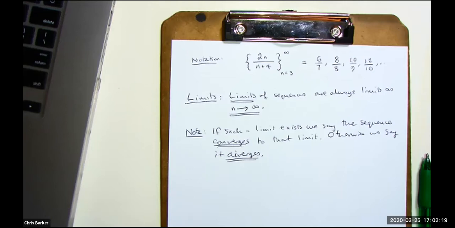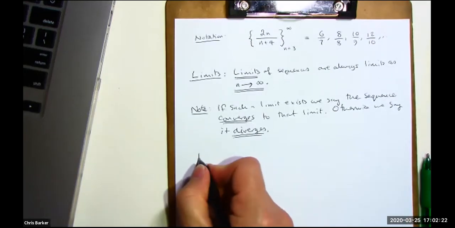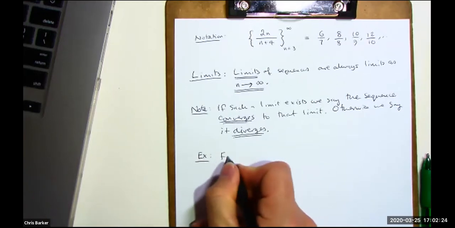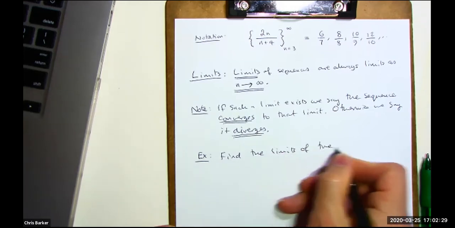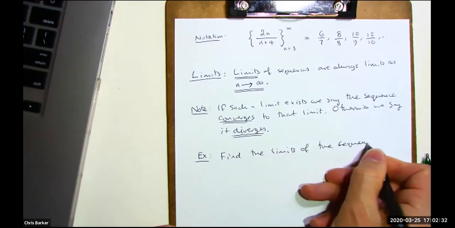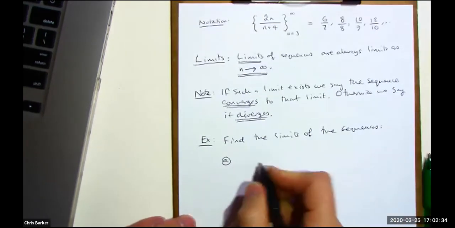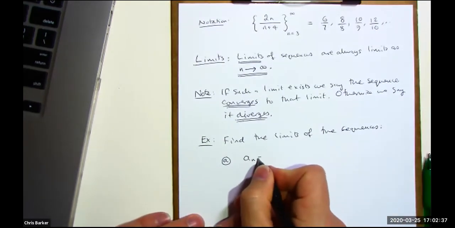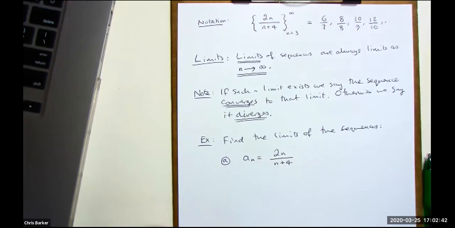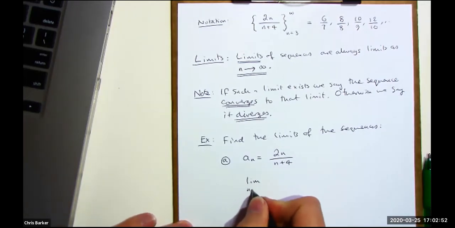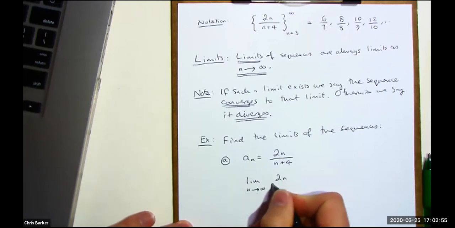Okay, so for example, find the limits of the sequences. All right, first one. Say we had a sub n is 2n over n plus 4. That's the same example as I have at the top of the paper there. What's the limit of that sequence?